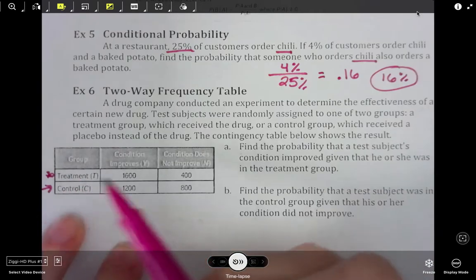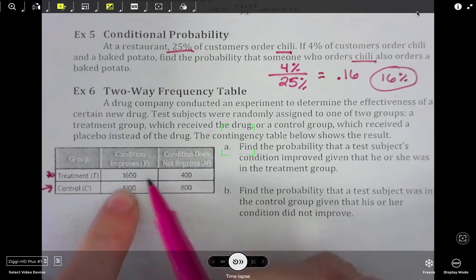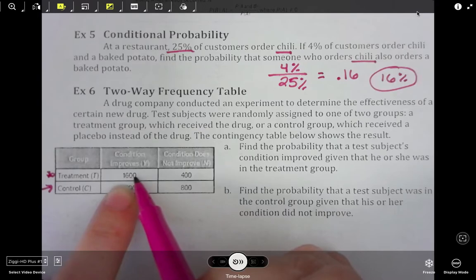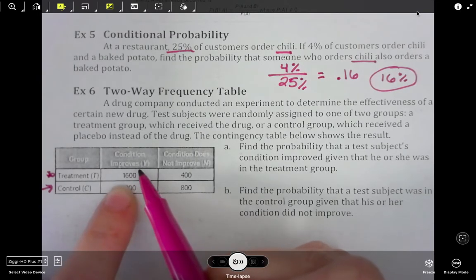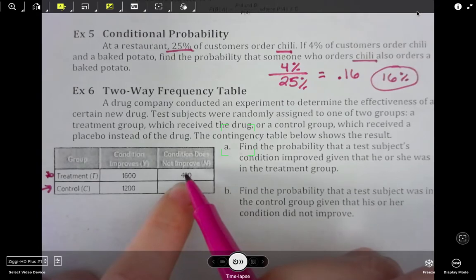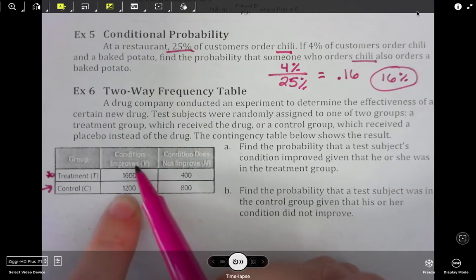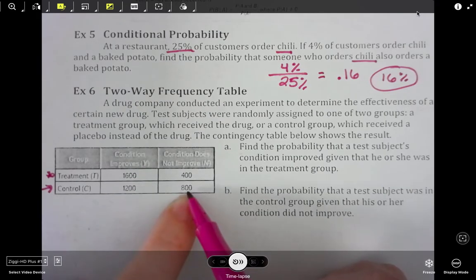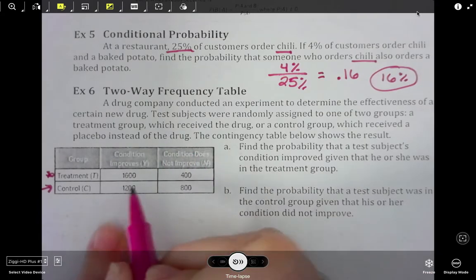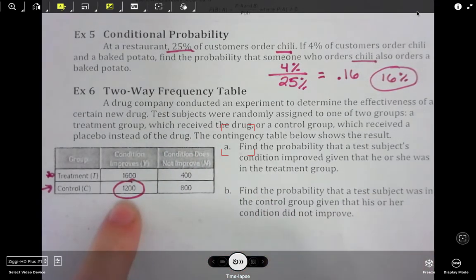So in the treatment group, given this drug, I had 1,600 people say that the condition did in fact improve, and 400 said that they didn't feel better at all. In the control group, I had 1,200 people say that their condition improved, and 800 say that they didn't feel a thing. Okay, these people right here are the crazy ones. They're given a sugar pill and they're saying, yes, I feel so much better. No, you don't. You're given sugar. So these people should not be feeling any effects because they're not being given anything. So that's kind of the breakdown of this table.